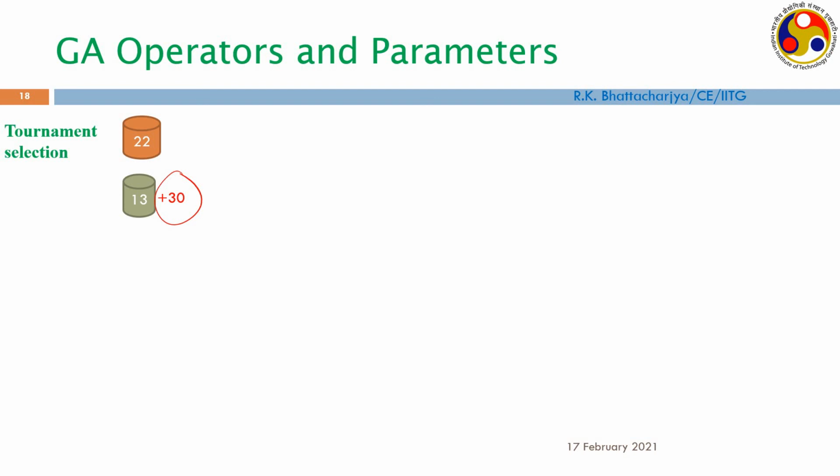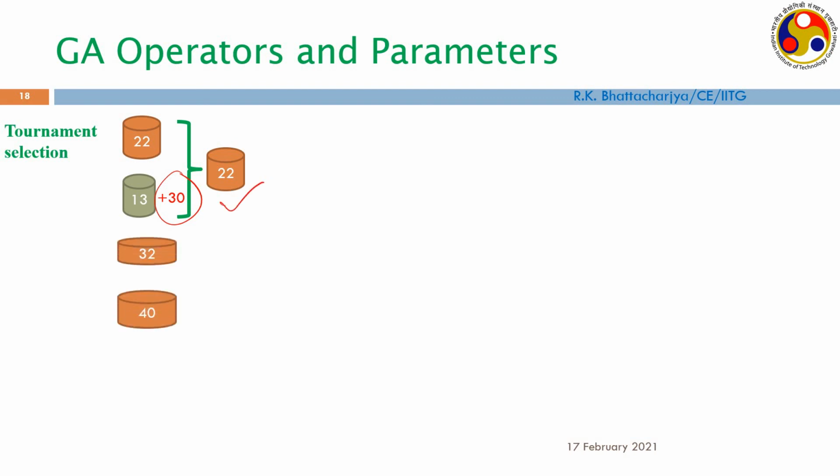Therefore I am adding that 30 there, so that it is not selected, because that is an inferior solution that is violating the constraint. I don't want to select that solution, and therefore I am adding the violation. Though the cost is less, 13, it is not an acceptable solution because it is violating the constraint. So if you play a tournament between these two, which one is better? 22 is better because it is not violating the constraint and at the same time the cost is small. So 22 is the winner in this case.